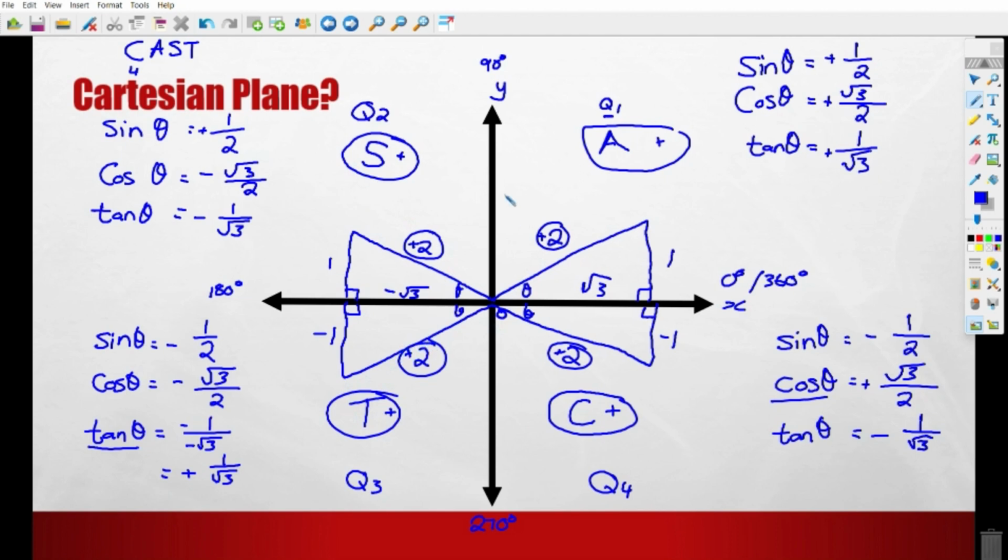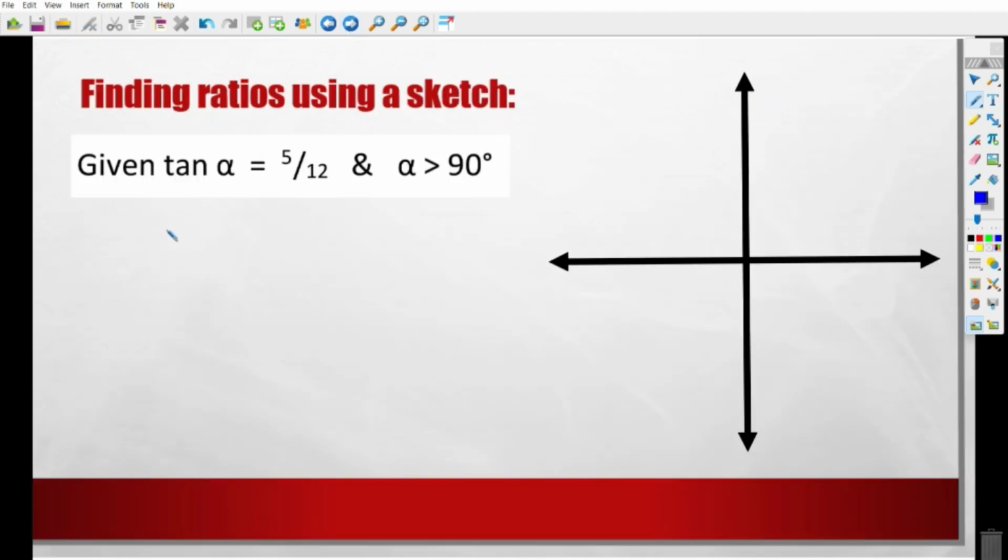Why did we learn this? If we look at this, we're going to be finding ratios using a sketch. So if I give you that tan of A is equal to 5 over 12, can you see what I've given you here? So I know that tan of A is equal to positive 5 over 12.